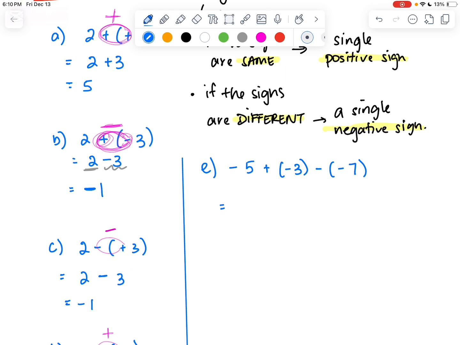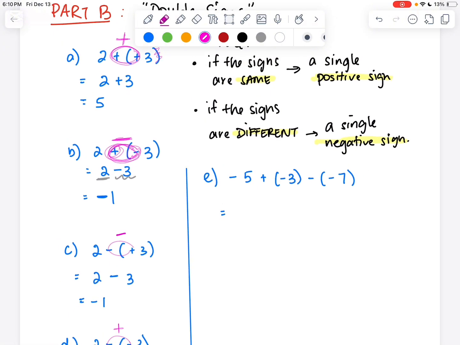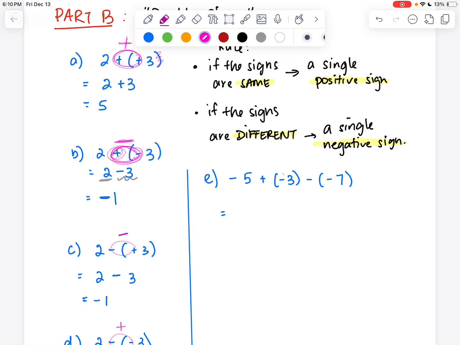So pause it, come up with a guess. Totally fine if it's wrong. I just want you to guess it. Okay, when you come back, I'm hoping that you saw that there's this double sign thing here that we can use these rules for. And if not, again, that's okay.